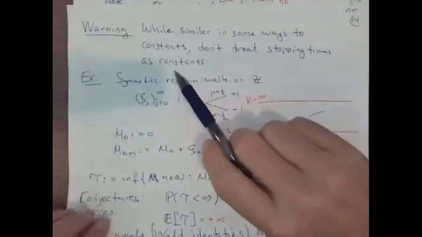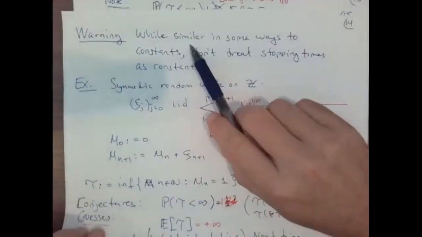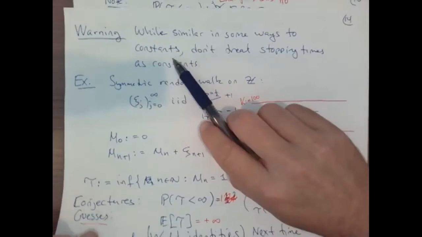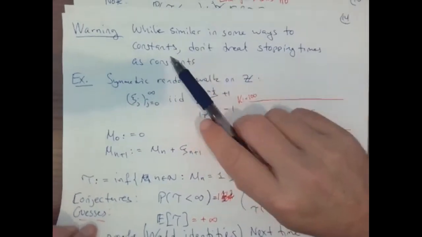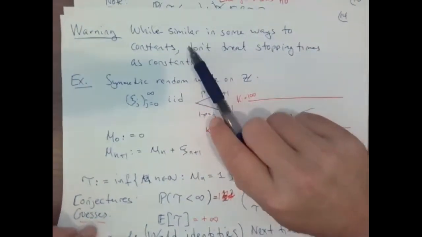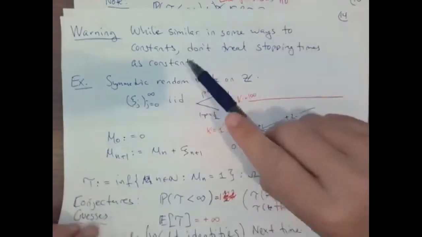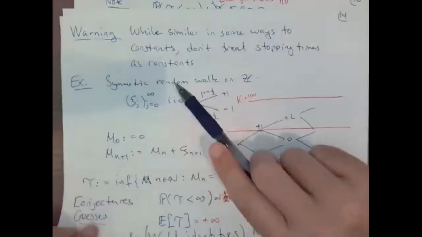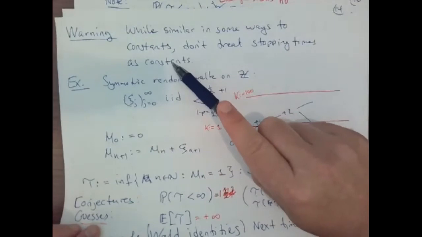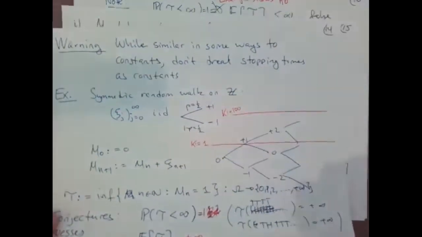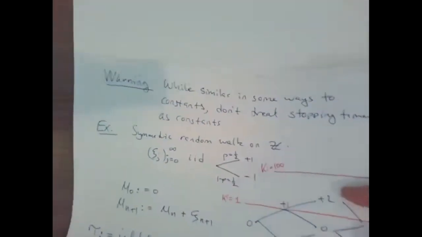Okay, so I try to give you guys a heads up. In the next portion of the class, we're going to be developing and using results related to stopping times, and please don't treat them as constants. If you do, you're bound to make mistakes. So don't do that. Okay, so are there questions before we push on?